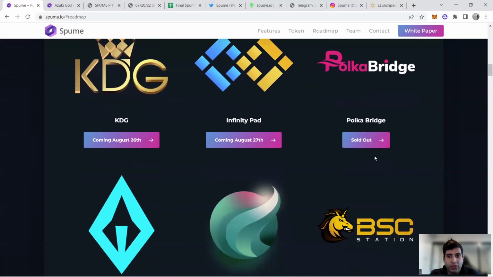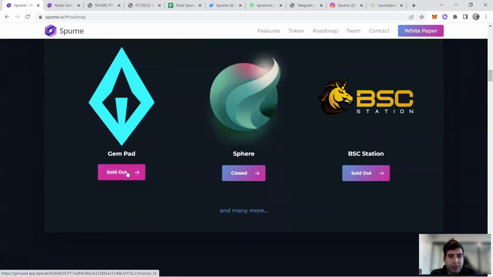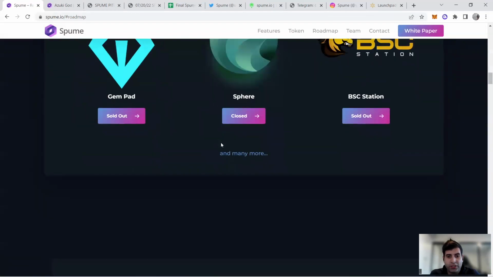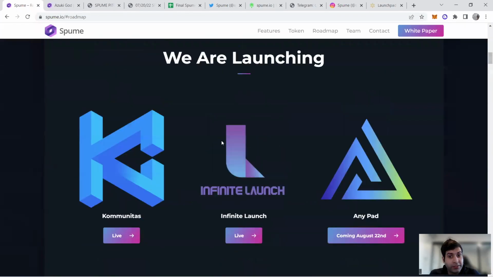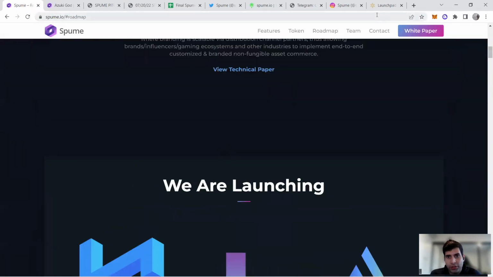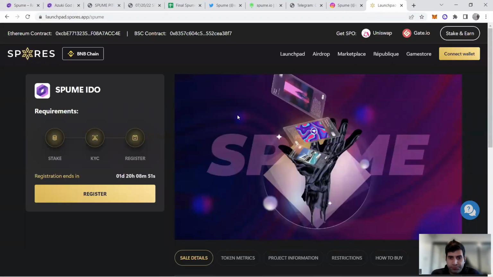Polka Bridge already sold out. Gempad already sold out. Sphere sold out. And BSC Station already sold out. Now I'm happy to announce that I've helped them partner up with another launchpad, which is my favorite one, Spores Network. So Spores Network will also do a raise, and you still have time to register. So if you have missed participating in the IDO on the other launchpads, make sure to participate in the IDO of Spume by Spores Network. They still have a couple of days for you to register and participate.